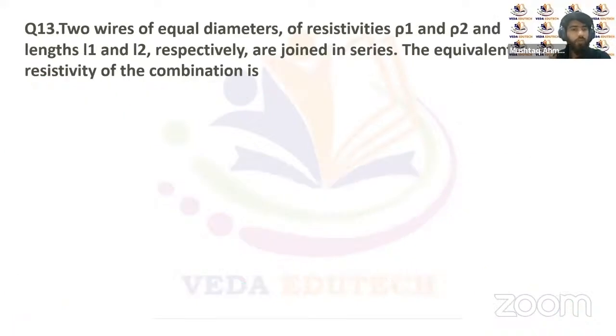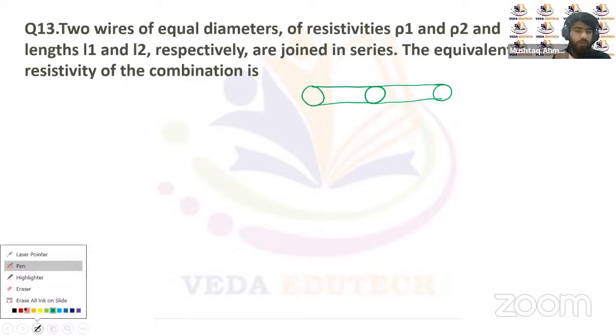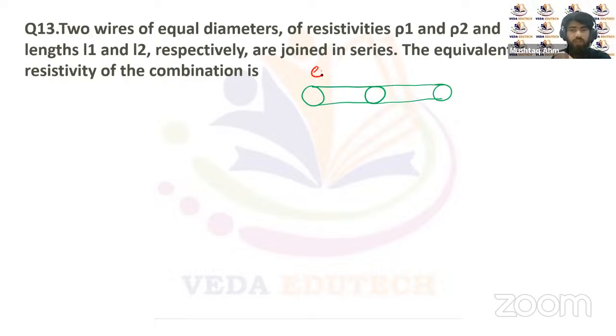Now let's talk about question number 13. We have two wires of equal diameters, of resistivities rho 1 and rho 2 and lengths L1 and L2. So these are the two wires, and they are joined together. Wire 1 has resistivity rho 1 and wire 2 has resistivity rho 2.